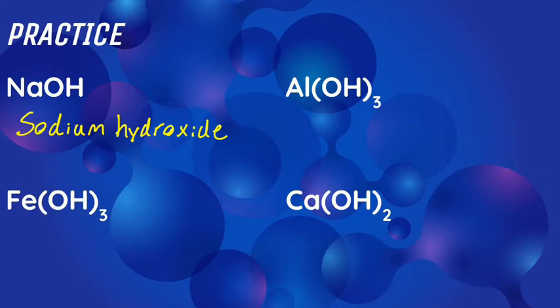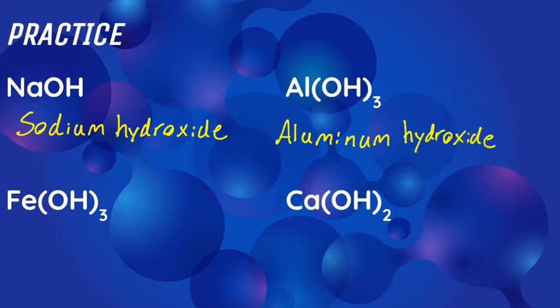All right, let's go ahead and take a look at our AlOH3. So our Al is going to be our aluminum. Our OH being our hydroxide. So we end up with aluminum hydroxide. All right, our FeOH3. All right, our Fe is going to be our iron.